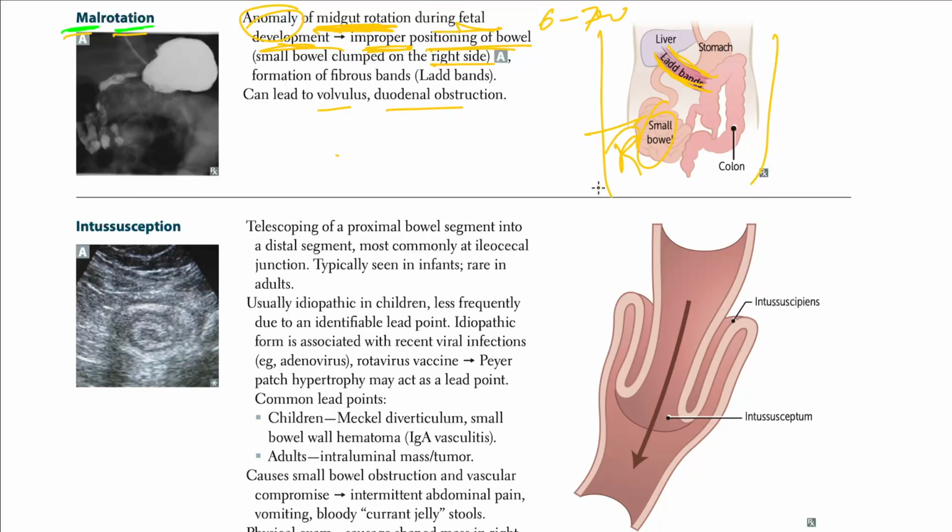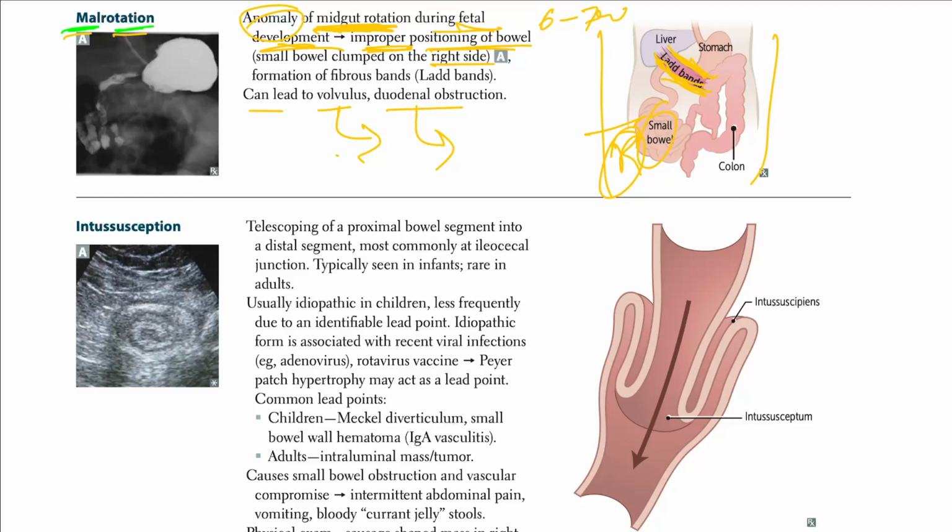You have the small bowel on the right side. You have Ladd's bands attaching from the liver towards the colon, or ascending colon, or maybe some sort of transverse. But this is something that we have to look for in order to diagnose malrotation. And this can lead to complications, volvulus and duodenal obstruction. I think we have the volvulus on the next page, possibly. Yeah, so we're not going to talk about it here.